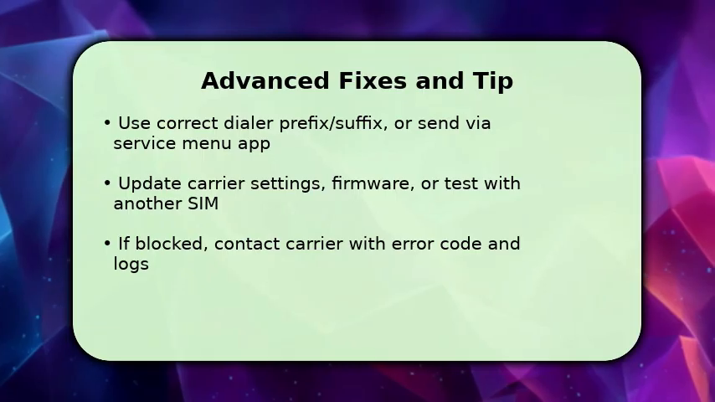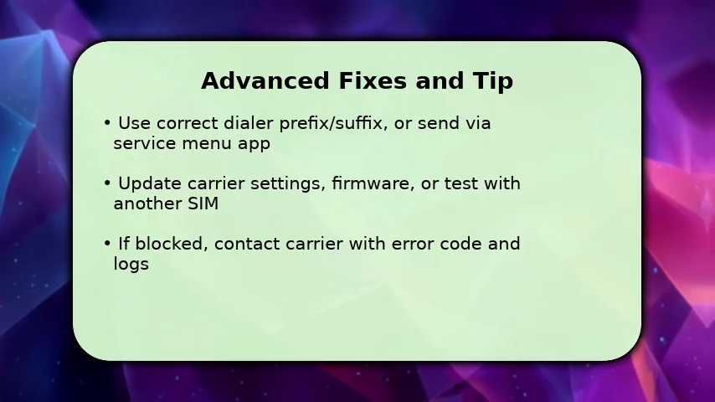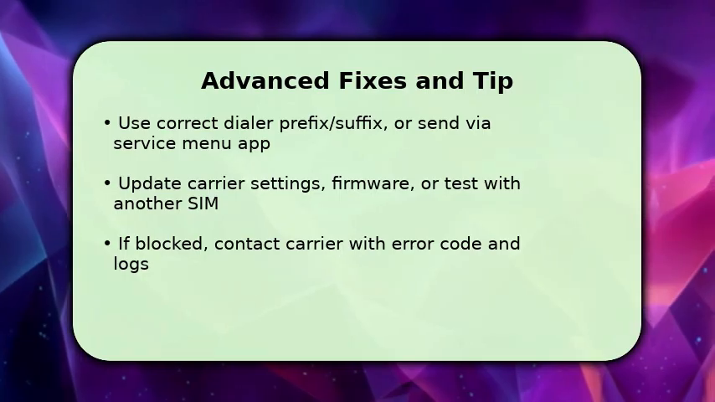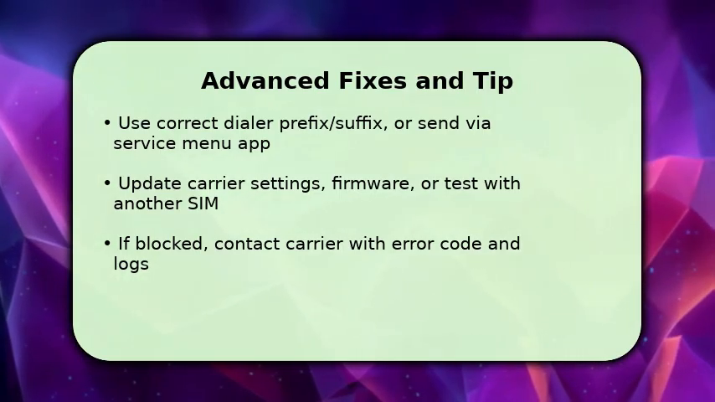If the dialer strips characters, add a plus or pause, or use a specialized service menu app to send the raw code. This avoids UI normalization. Update carrier settings or firmware because operator updates restore supported codes.